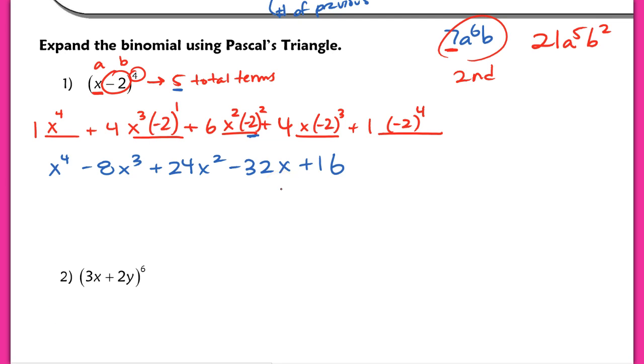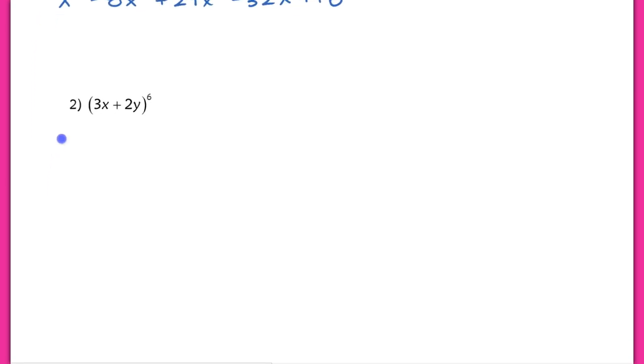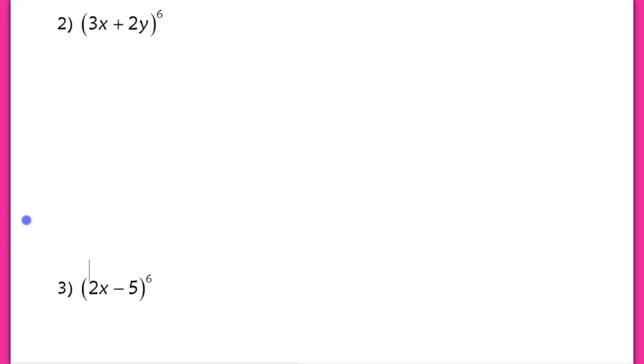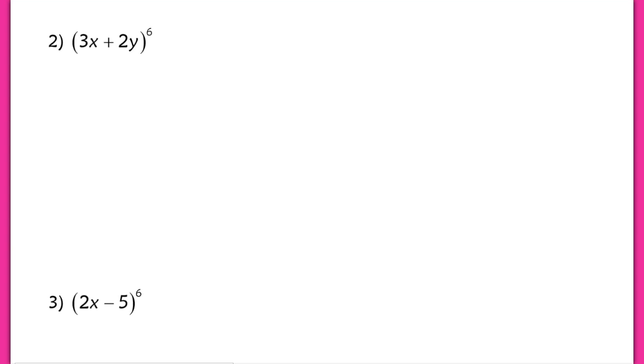I'm going to do one more with you, and then I'll let you guys practice the last one on your own. The last one does have a negative, and it's a pretty large one. This one's pretty tricky, so check the key after you're finished. All right, so for the 6th row here, I'm going to quickly draw out Pascal's triangle. And I really don't have much of these memorized.